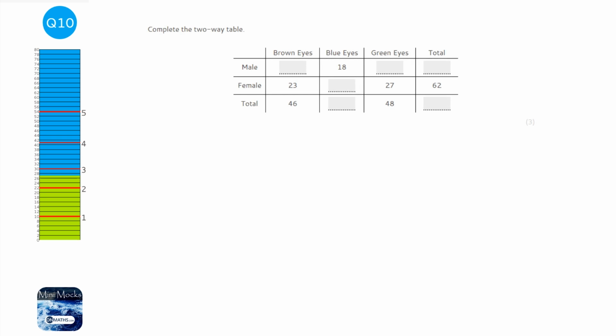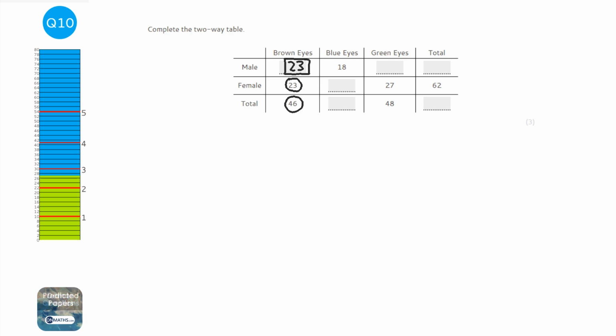With two-way tables, we've got to use the totals to work out the missing numbers. So a nice place to start is this box here. If we have a look, we've got a total of 46 people with brown eyes. 23 of them are female. So all you need to do is 46 and take away the 23, and that leaves 23 left over.